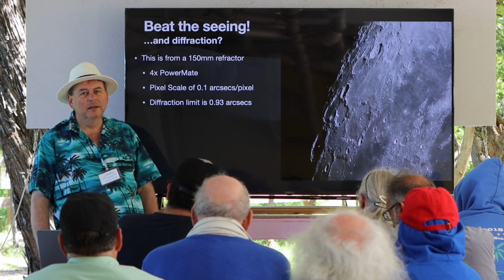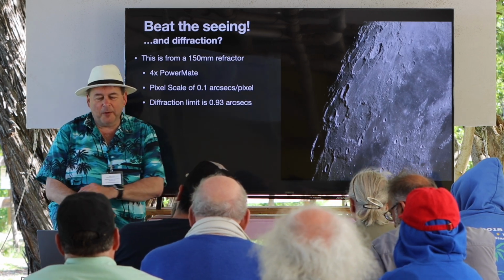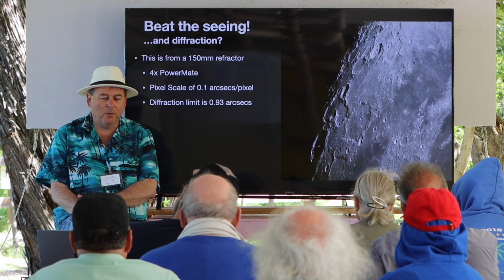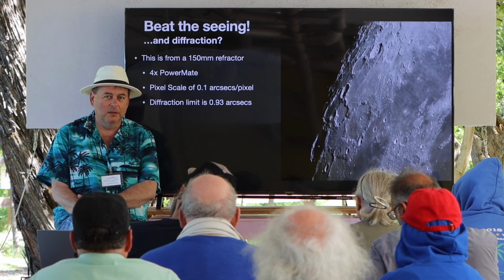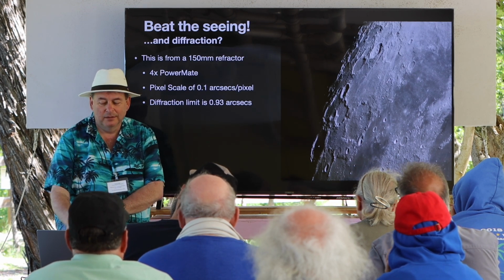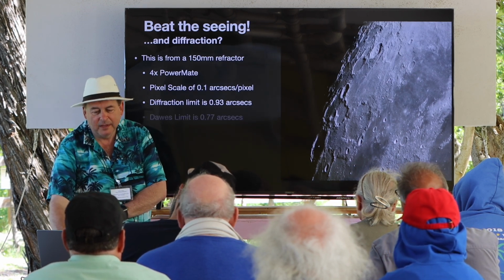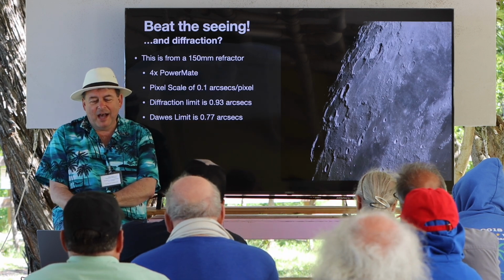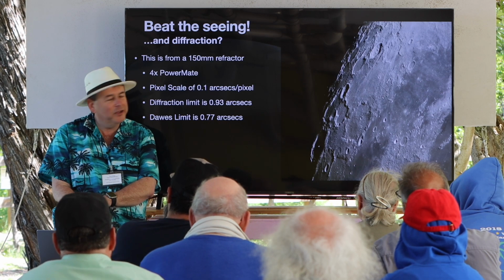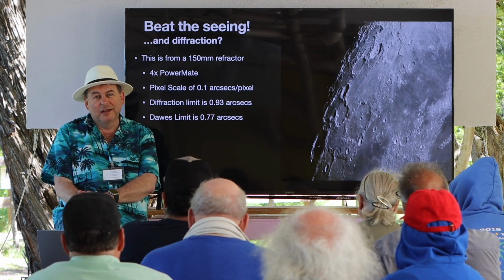Now here's the thing. The diffraction limit of this telescope is 0.93 arc seconds. So how am I getting a pixel scale of 0.1 arc seconds per pixel? Not only can I beat the seeing, I can beat diffraction. I'm also being a jerk. Okay, Dawes limit is 0.77. So how are you getting such a nice sharp image?